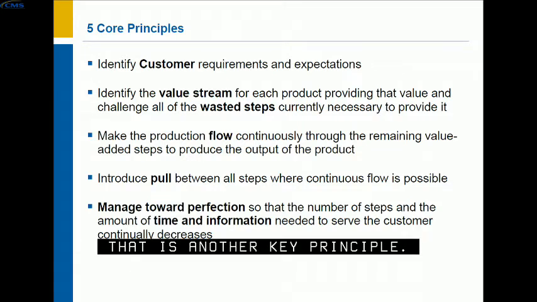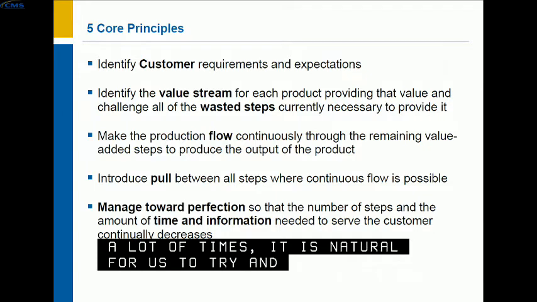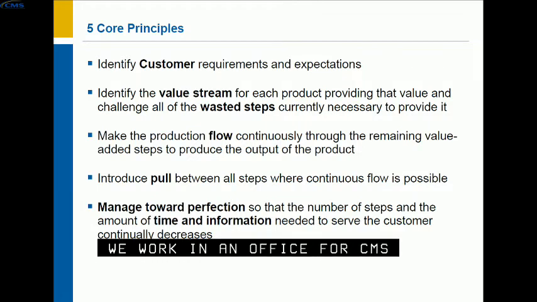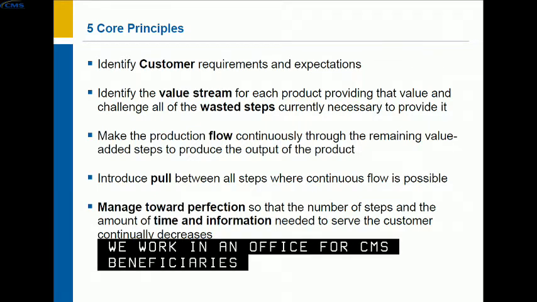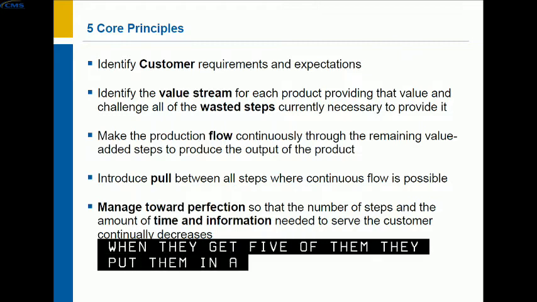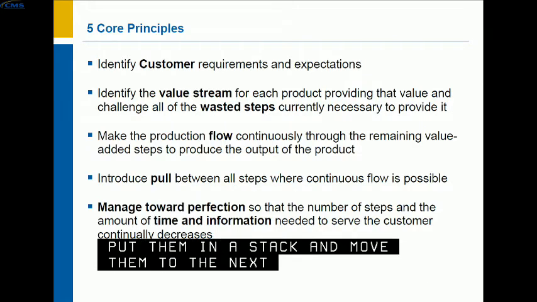We worked on a project in correspondence, and we found an office that for CMS beneficiaries mail, they'll get a piece of mail in and they'll put it in a stack, and only when they get five of them, they put a rubber band around it and they move it to the next place. So that's called batch processing. And if it takes a month to get five, they'll wait a month, and that first one waits a month before they move all the rest on.